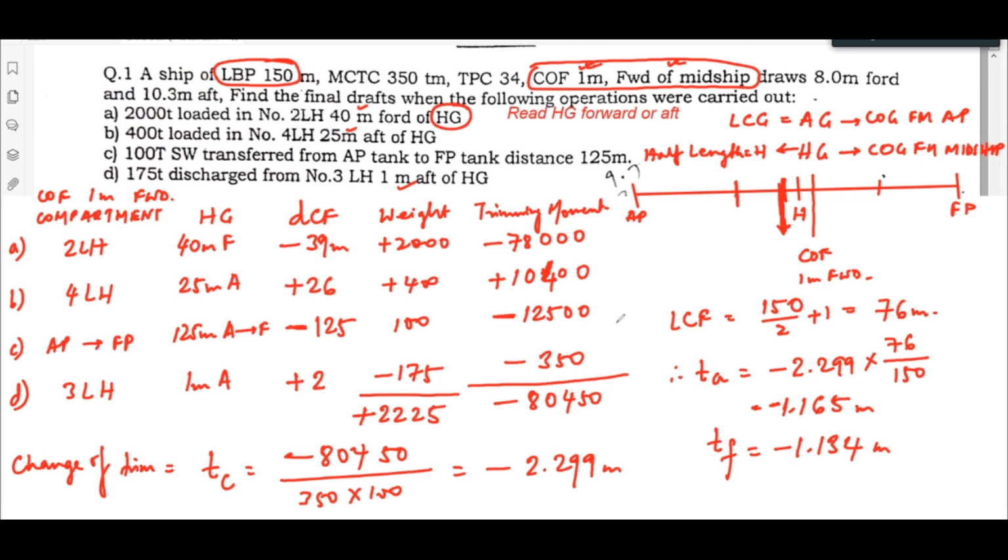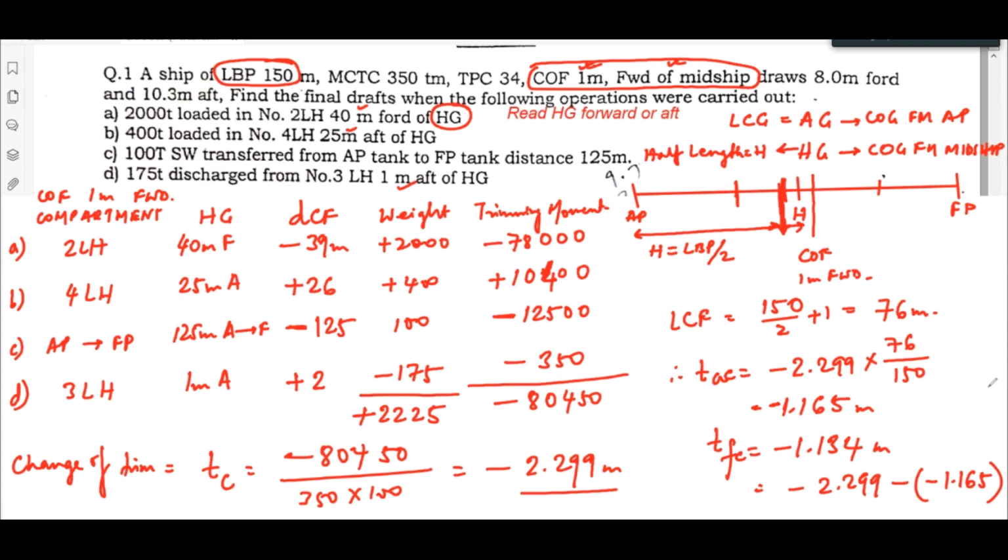ओके सर, TF कैसे आया सर? So this क्या कहता है? Sorry. H is equal to LBP by 2, half length. TF कैसे आया? TA minus... ओके सर. TC minus TA. Yeah. सर ये तो TAC और TFC है ना? Correct. Change in trim minus half trim change.